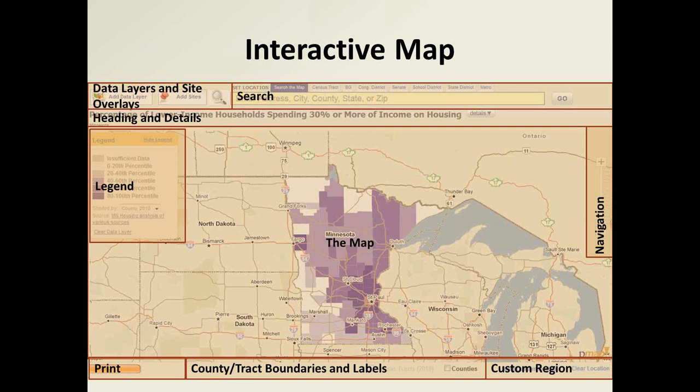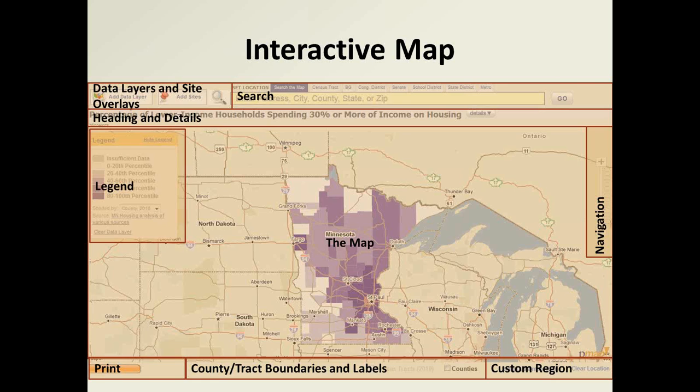This brings you to the interactive map. When you open it, you'll see a map of Minnesota showing absolute change in households between 2000 and 2014. On top is a search tool that allows you to search by address, census tract, congressional district, etc. Under that is a heading of the current map layer being displayed and details about the layer.